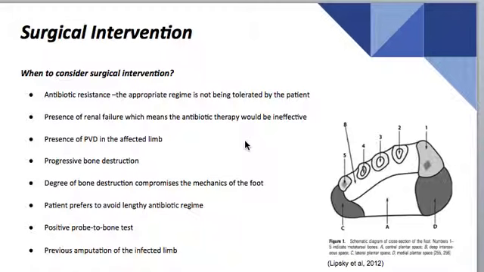The need for surgical intervention should be considered when there is antibiotic resistance, the appropriate regime is not being tolerated by the patient, when there is a presence of renal failure, which means the antibiotic therapy would be ineffective, when there is a presence of peripheral vascular disease in the affected limb, when there is progressive bone destruction, when the degree of bone destruction compromises the mechanics of the foot, when the patient prefers to avoid lengthy antibiotic regimes, when there is a positive probe-to-bone test, and when there has been previous amputation in the infected limb. The aim for surgery is to avoid further complications that might arise from an infected wound.